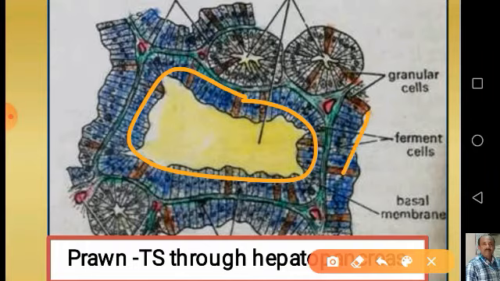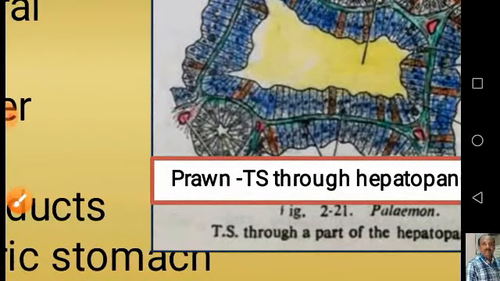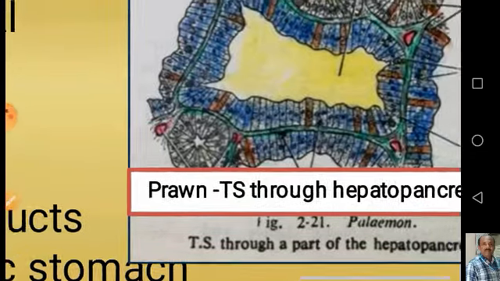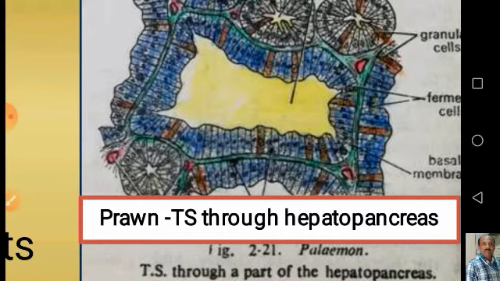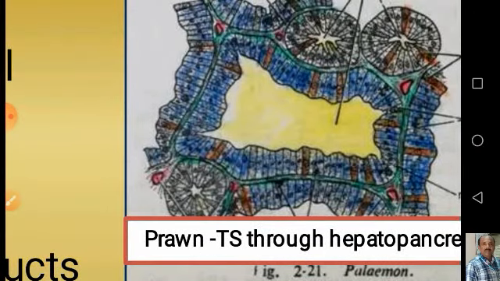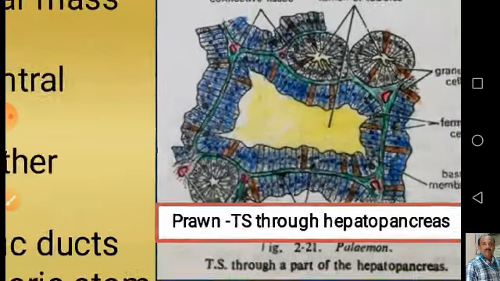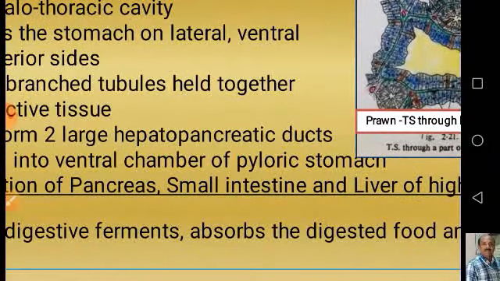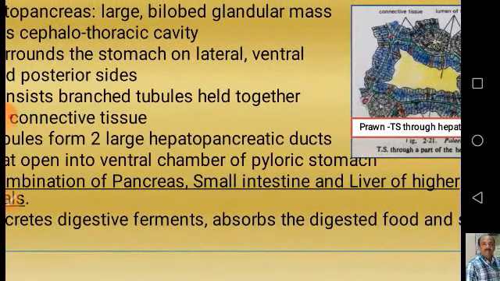Like the midgut or the small intestine, the hepatopancreas also absorbs the digested food material. Whereas like the liver, it stores food material like glycogen, fat and calcium. Not only this, but according to some authors, some intracellular digestion also takes place in this hepatopancreas. So the hepatopancreas is a multifaceted organ which is a combination of pancreas, small intestine and the liver.